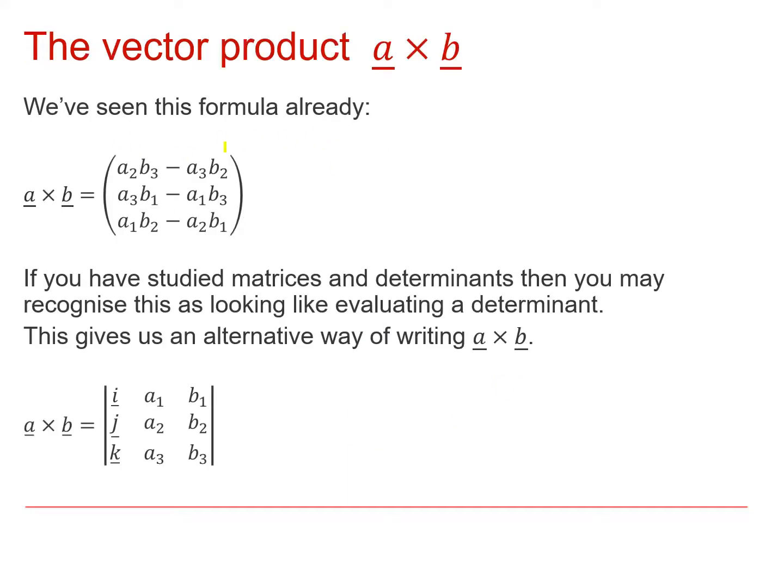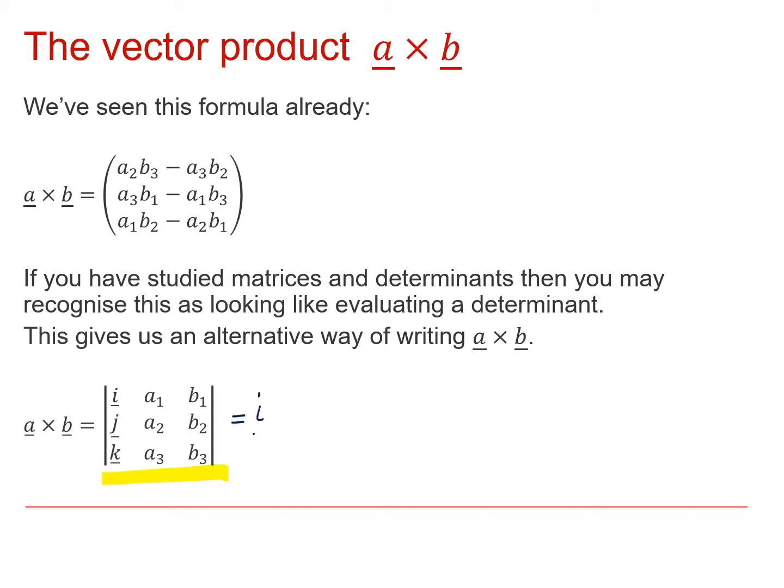Now, we've already seen that formula, although you may not recognize it. If you have studied matrices and determinants, you'll see that the cross product can be written as a determinant like this, and then if we do the expansion about the first column, we end up with the cross product. So this works out like this.